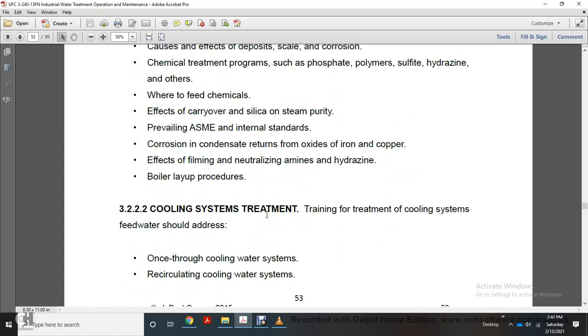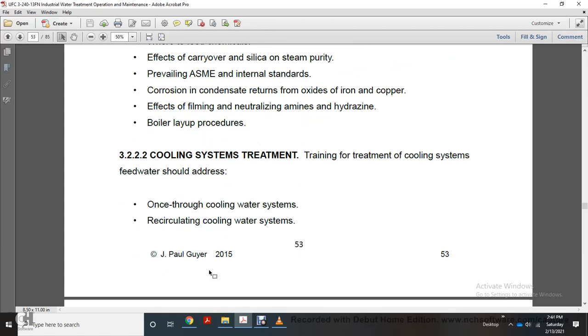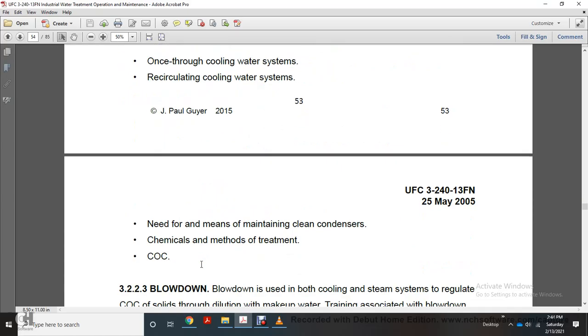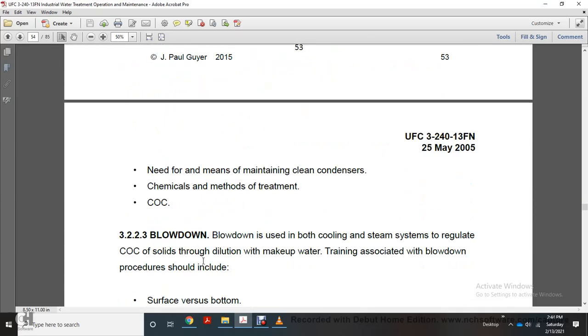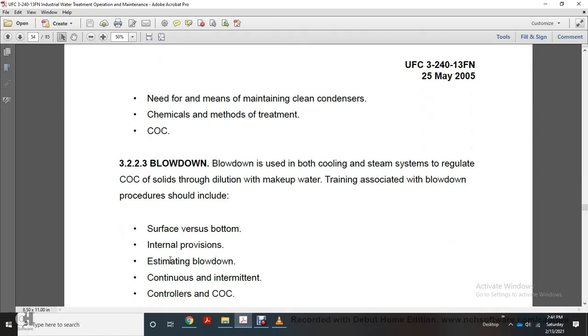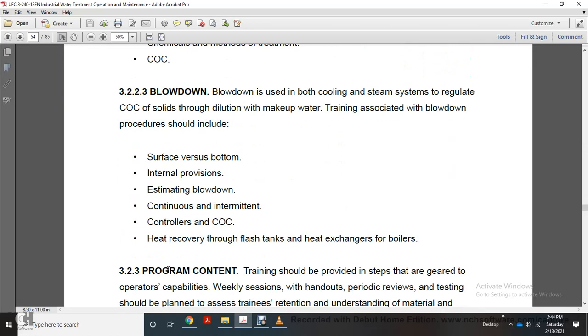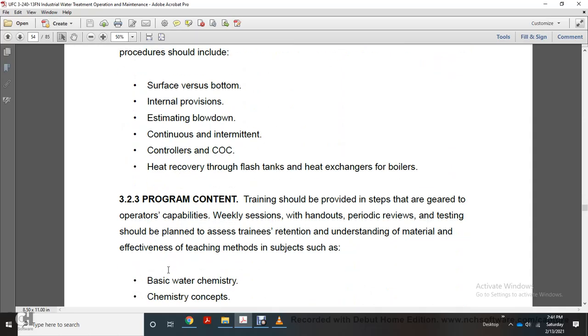The training for the treatment of the cooling system feed water should include once-through cooling water systems, recirculating cooling water systems, the need for means of maintaining clean condensers, chemicals, and methods of treatment and cycles of concentration. Blowdown of both the cooling and steam systems regulates the cycles of concentration of solids by dilution with makeup water. Training associated with blowdown procedures includes surface versus bottom internal provisions, estimating blowdown, continuous and intermittent control of cycles of concentration, heat recovery, flash tanks, heat exchangers, and boilers.